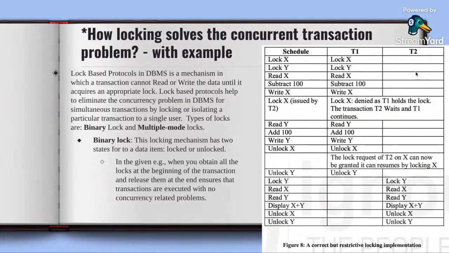Okay, so now T2 is trying to place a lock on this. T1 went ahead and locked X, locked Y, read X, worked on X, basically written X. At the same time, T2 is trying to lock X, but is getting denied because T1 is still working on it. So let me put the charger on.